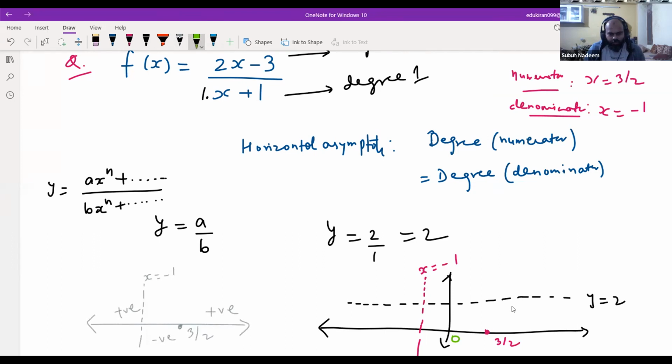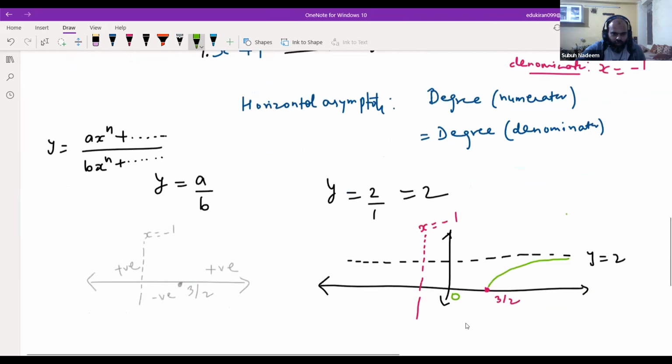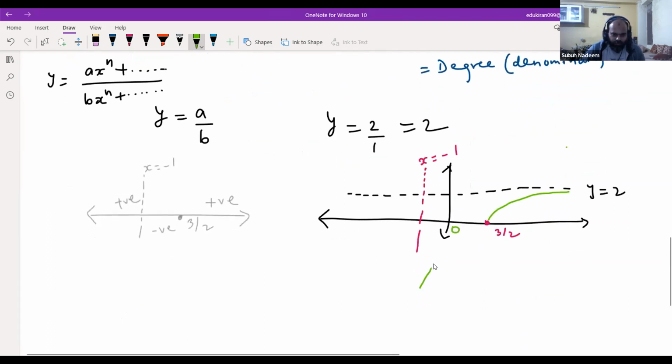So when you draw the graph, you may get something like this: the positive graph is coming from here because it is a horizontal asymptote, then negative. So it will go like this. And this is a vertical asymptote, so it will not cut this. And then positive, so it will be like this.